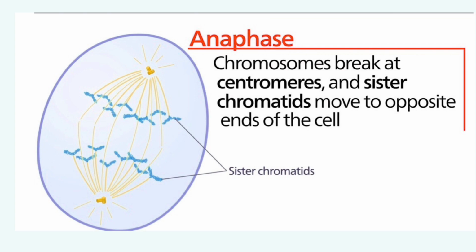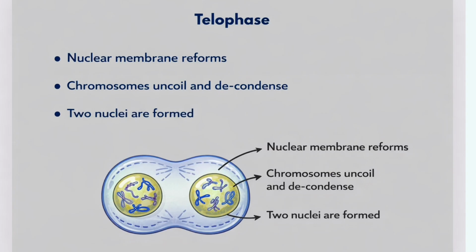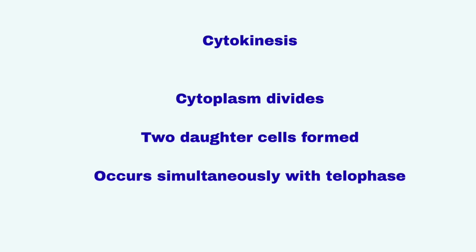What happens in telophase? Chromosomes reach the poles and start to decondense into chromatin. The nuclear membrane reforms around each set of chromosomes. Spindle fibers disappear. So the key point here is that the cell is almost ready to split into two. Now we will talk about cytokinesis, not always counted as a mitosis stage. What happens here? The cytoplasm divides, forming two separate daughter cells.